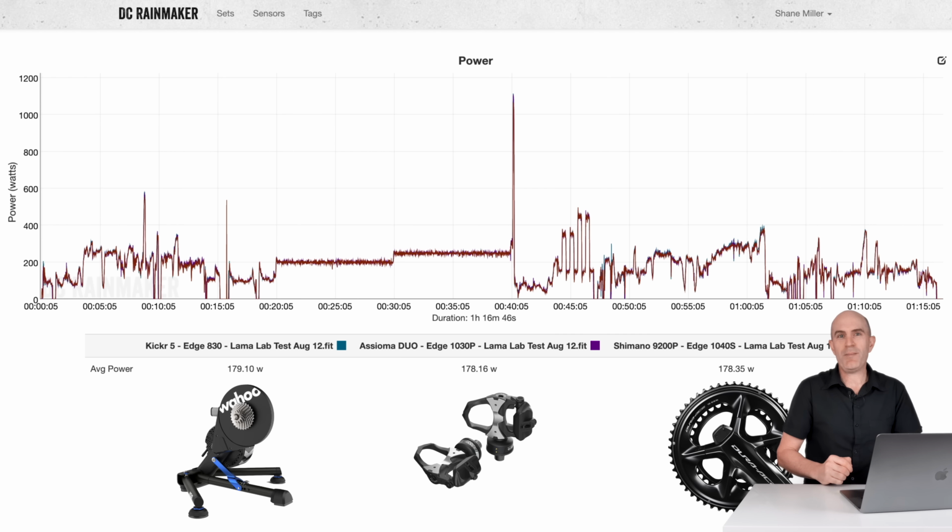Jumping over here to my favorite website on the internet, the DC Rainmaker Analysis Tool, where we can compare multiple fit files with their data as an overlay and see how things stack up.